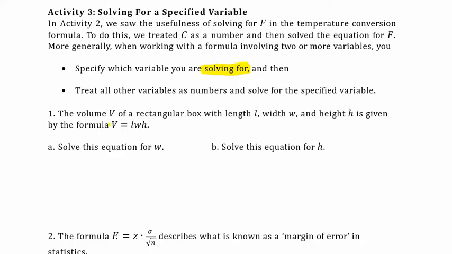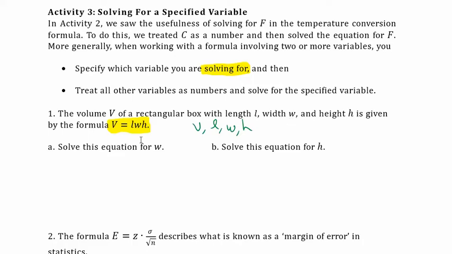For example, in this formula right here, there are 4 variables: the variable V, the variable L, the variable W, the variable H. And they all represent different things. V is the volume of a rectangular box. L is the length of that box, W is the width of that box, and H is the height of that box.